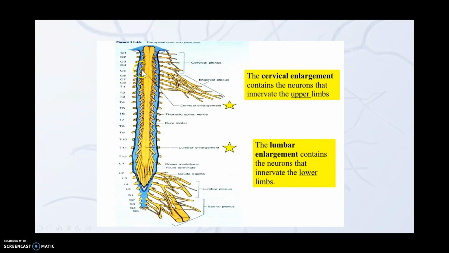Okay, so you can see right here we have our cervical enlargement. This contains all of our neurons that innervate the upper limbs, and then we have our lumbosacral enlargement, or lumbar enlargement, sometimes you will just see, which contains the neurons that innervate our lower limbs.